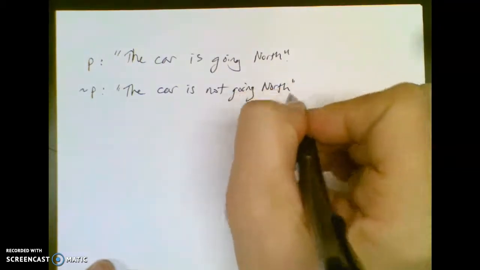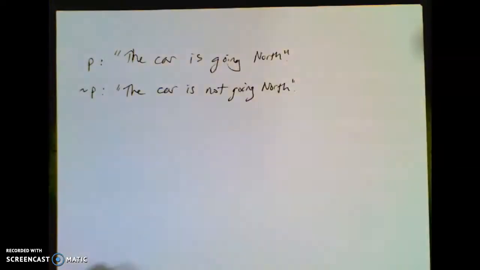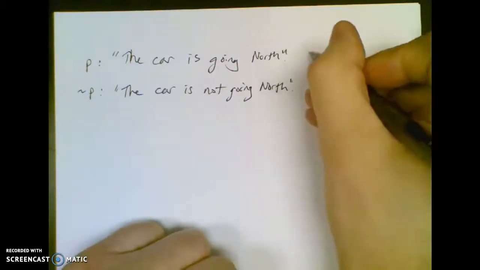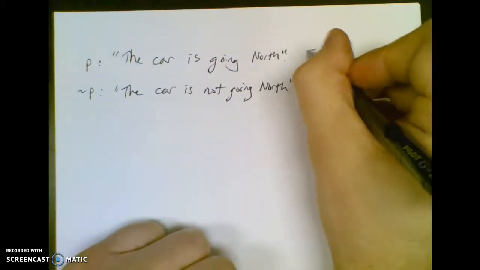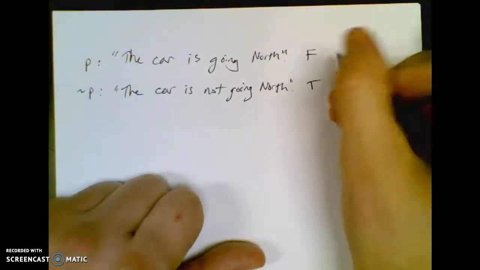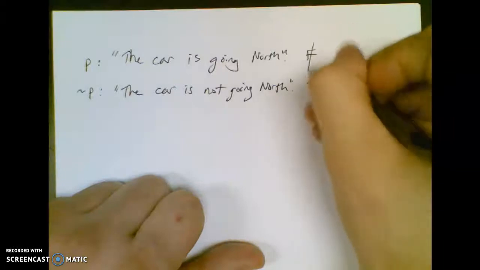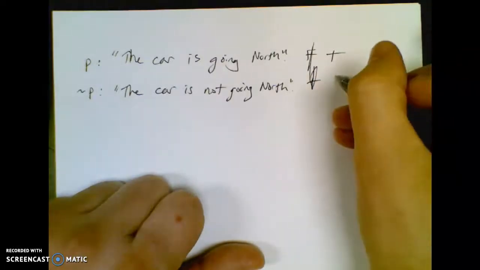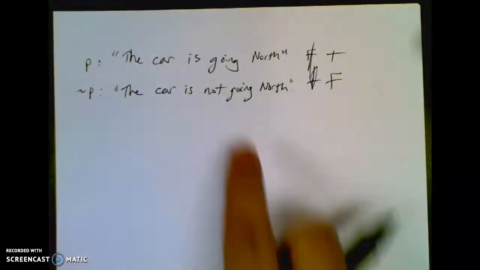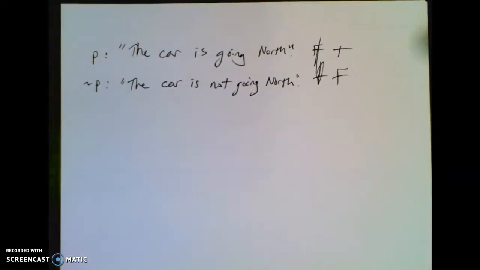And it seems a little silly, but if you think about it, like what if your car was going east? You always want these two to mean the opposite thing. If I had a car going east, this would be false, but this guy would be true. If I had the car going north, this guy would be true, this guy would be false. So this one will always have the opposite truth value of that, and that's what a negation is.